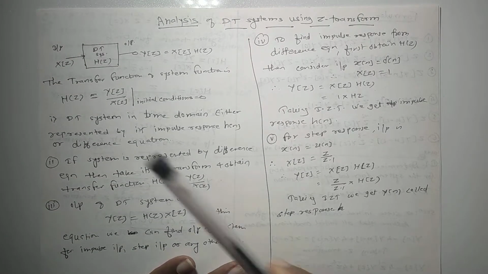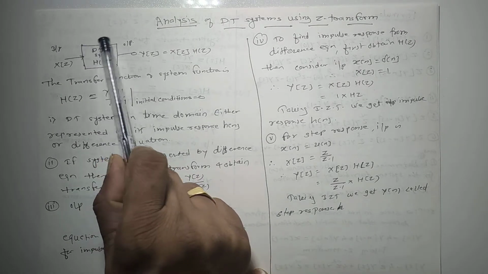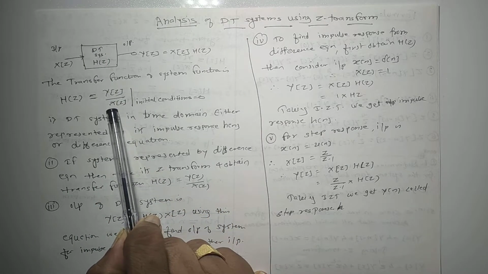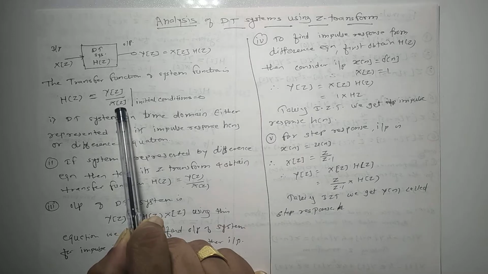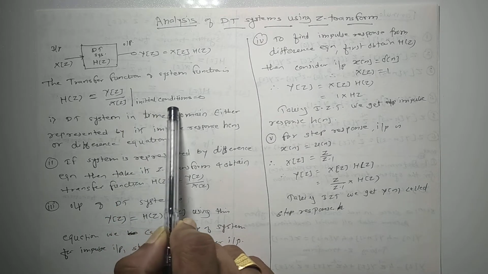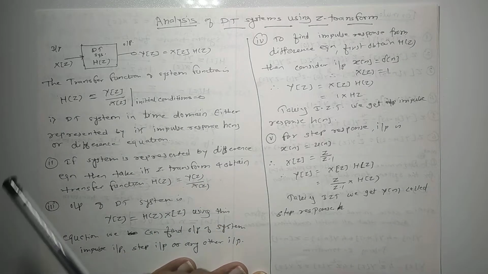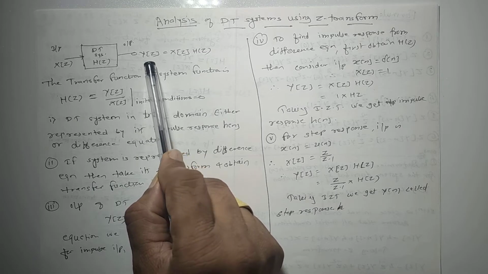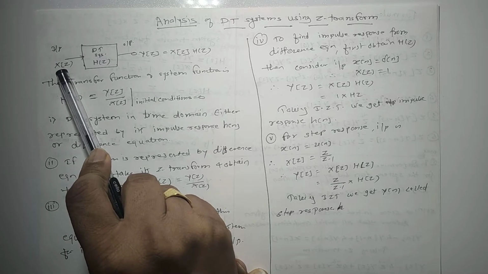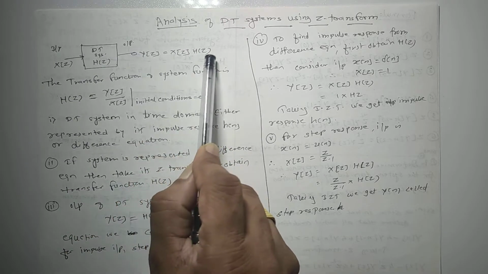Now let us see the representation of DT system. In Z domain, a DT system is represented by its transfer function. And this transfer function, we know, is the ratio of output variable upon input variable with all initial conditions 0. The output of the DT system in Z domain is obtained as Y of z is equal to X of z into H of z. This is the output equation.